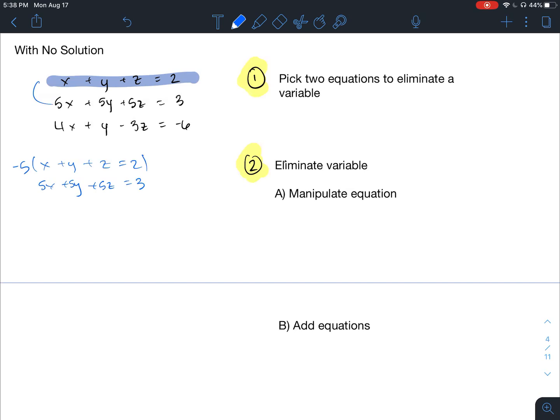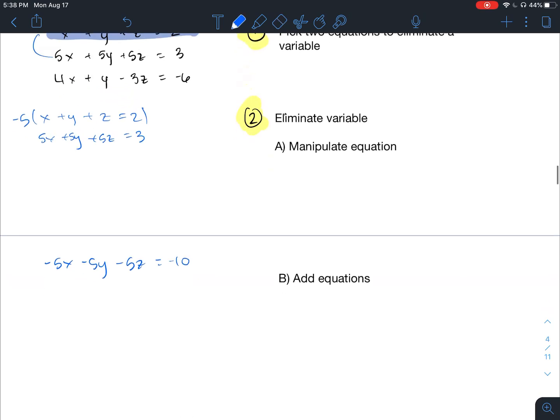So when we do that, we get negative 5x minus 5y minus 5z equal to negative 10. So I can already see that this is looking weird, because then we're going to have 5x plus 5y plus 5z, which is equal to 3.